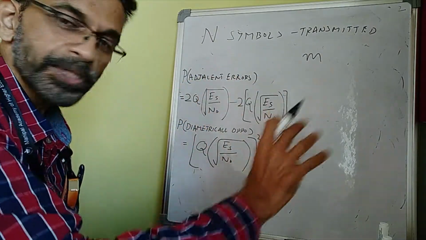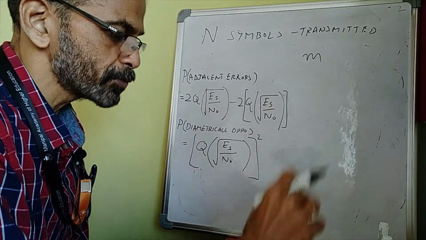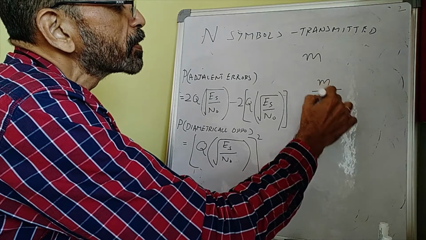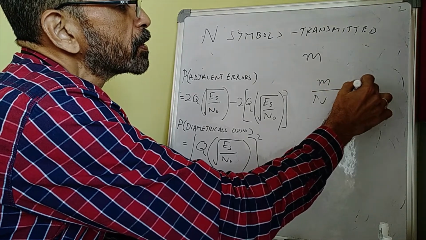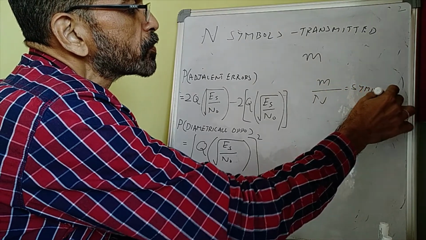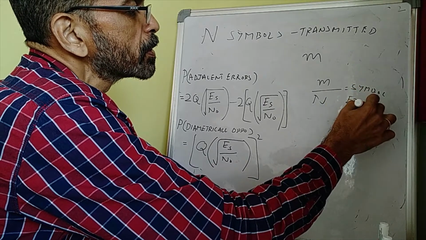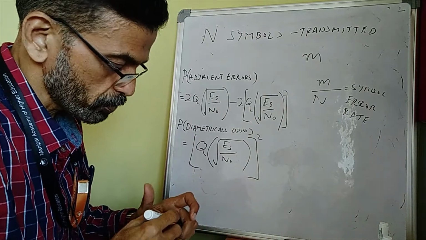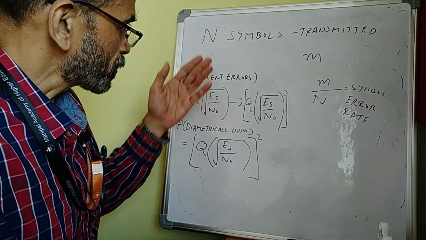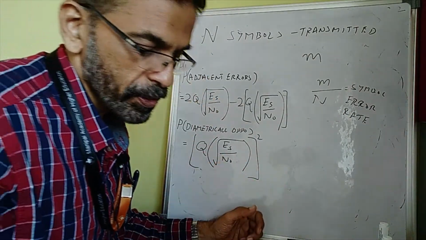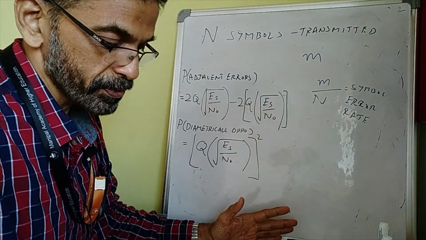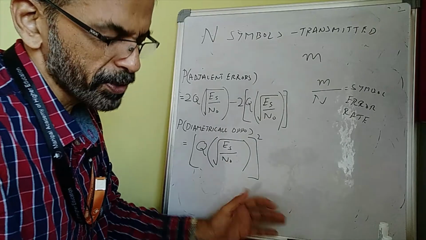Now, for a sufficiently large value of n, huge values of n, m by n will be the symbol error rate. So, probably you might have sent something like 10 power 6, or even 10 power 20 symbols, just to give a feel for the numbers.